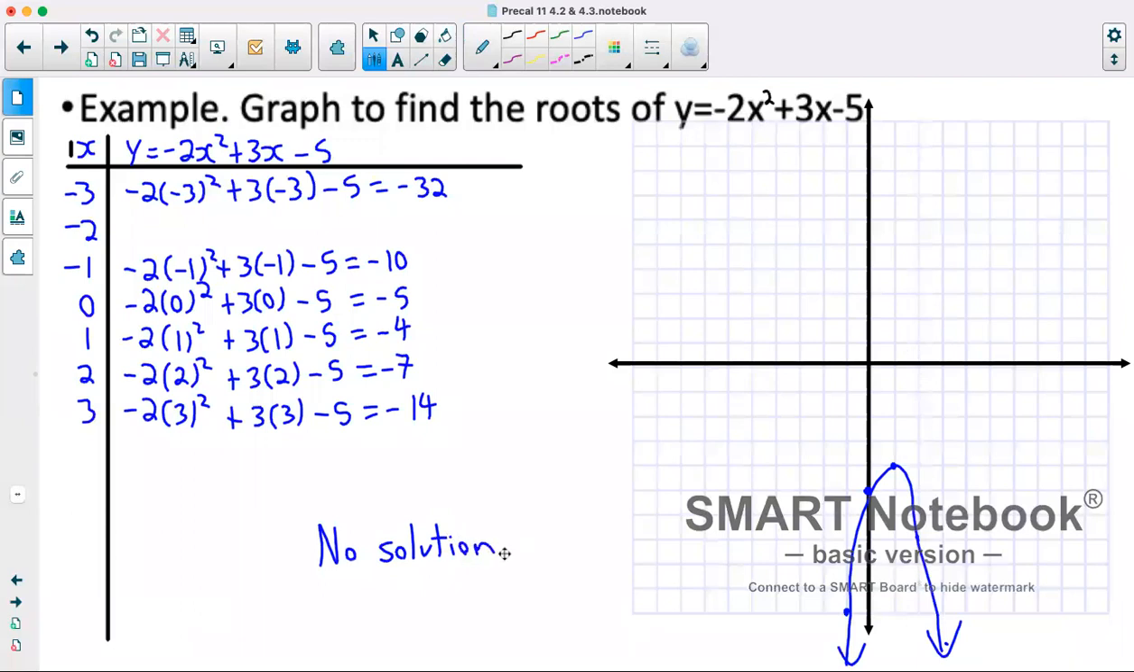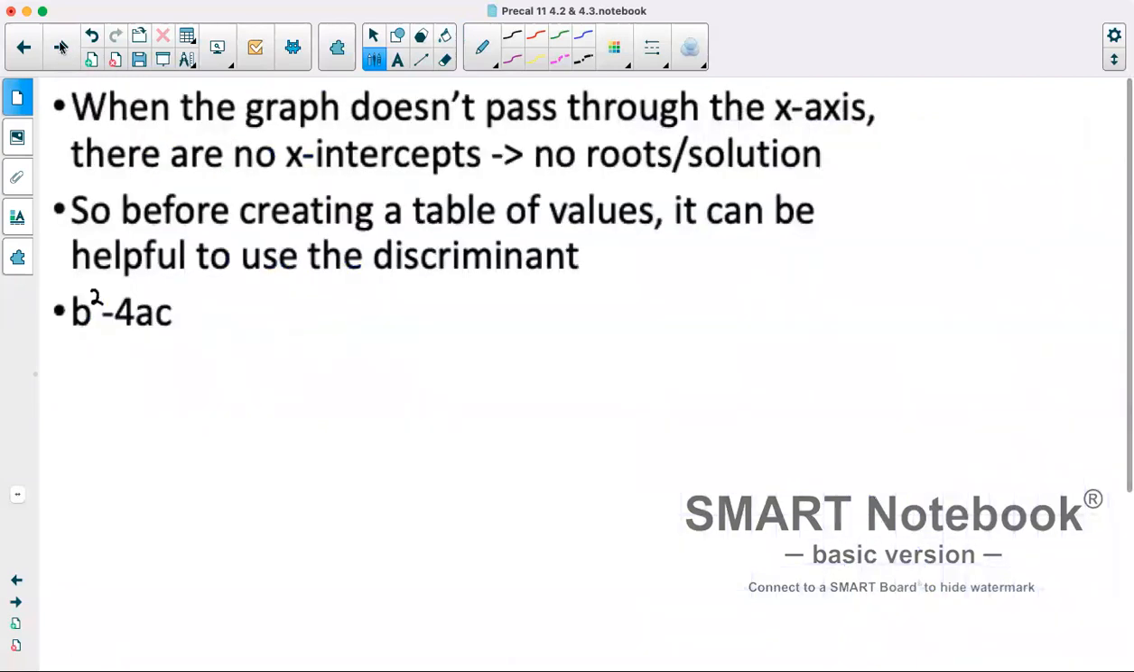Now we can tell before we graph it if it has no solutions, which would save us the time of doing a table of values. To do that, we'll use something that we learned last chapter. When the graph doesn't pass through the x-axis, there are no x-intercepts, so therefore no roots or solutions. So be careful before creating a table of values. It can be helpful to use our discriminant, because if you remember, our discriminant told us how many roots something had. If it was greater than 0, we had 2 roots. If it equaled 0, it was 1 root. If it's negative, we had no roots.